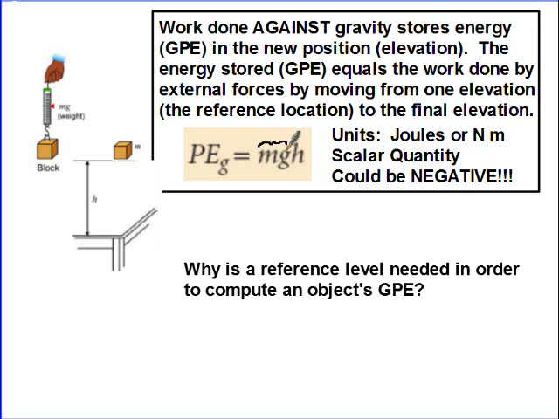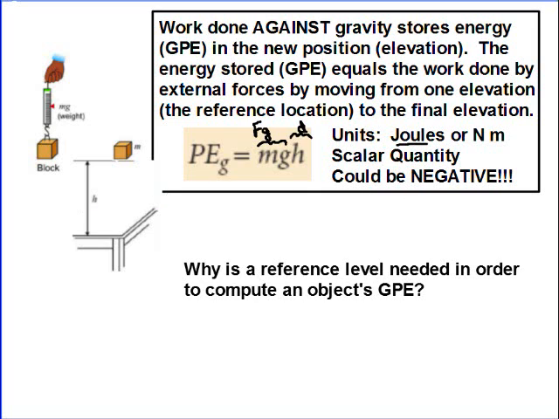This mg is just the force due to gravity. It's the weight of the object. And this h here is how high up I'm lifting it. So this is my distance that that force acts. Work is always force times displacement. In this case, the work is the gravitational force multiplied by the distance that I moved that object. It is a scalar quantity. The units would be joules or Newton meters, and it could be negative. We'll have to look at this a little bit more to understand why it's negative, or rather, why it could be negative.